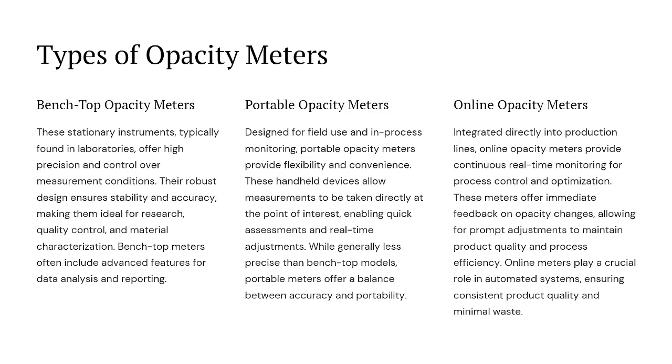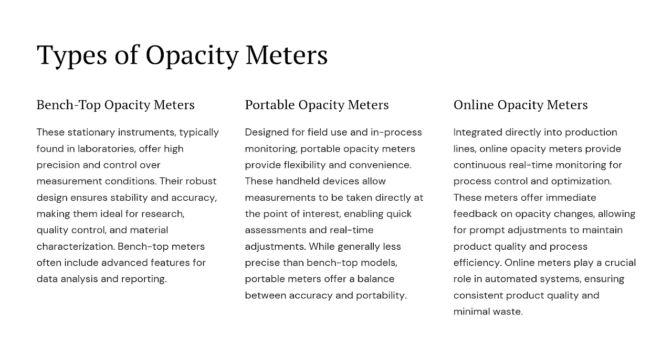Now let's look at what an opacity meter is made up of. An opacity meter is made up of four different things: light source, sample chamber, light detector, and display screen. Let's talk about the types of opacity meters.